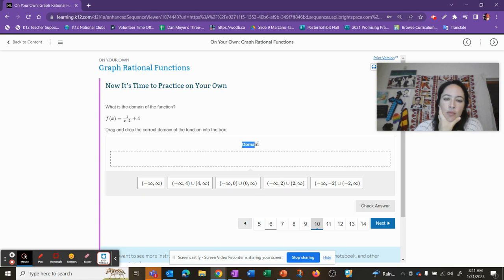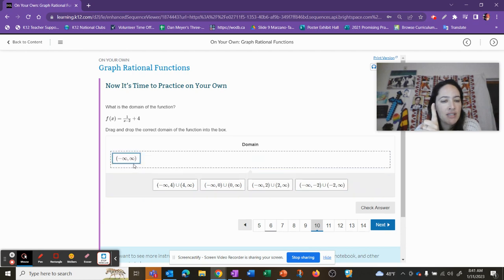Domain. When they say domain, we're going to look only at the x values. Well, there's only one value x can't be. Only one number that x can't be, and that's positive 2. It can be every other number but positive 2. So this one won't work because that says every number, negative infinity to positive infinity. Doesn't work.